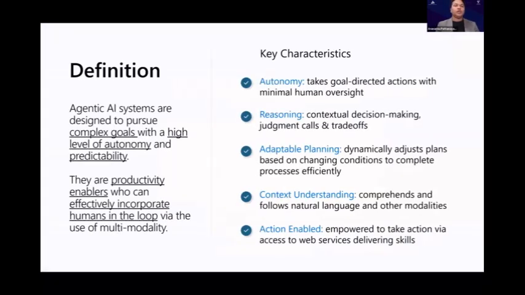Okay, so we talk a lot about AI agents. So what exactly is an AI agent and how is it different, right? There are a few characteristics that define what an AI agent is. Number one is autonomy, right? It's something that can take action on its own without human oversight. Then there is reasoning. It has its own way to reason and make decisions, right? Then there is adaptable planning. As things change, it's able to reevaluate the metrics, reevaluate the strategy, and change the action plan and execute differently.